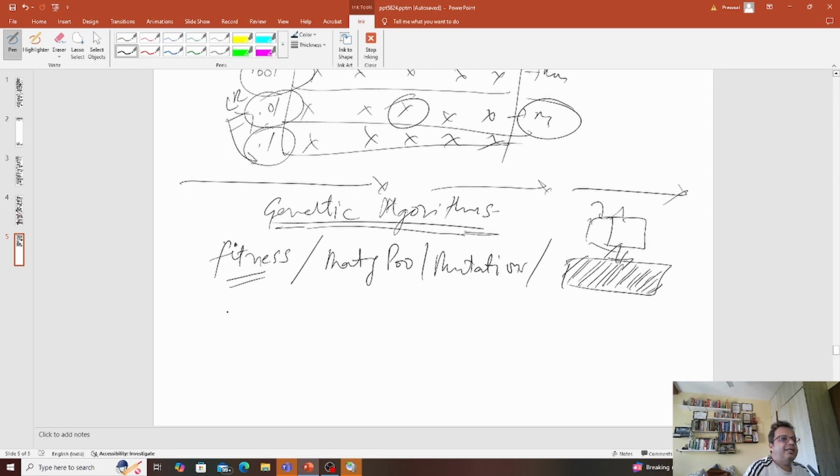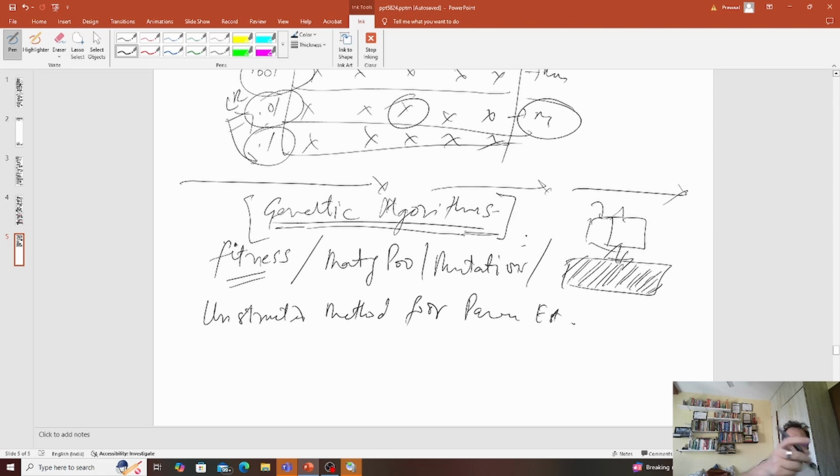It's just a casual reading, but this is more to do with an unstructured method to find parameters for parameter estimation. Okay, it's an unstructured method, and there is no need for gradient descent and those kinds of things, and this is genetic algorithms. So that brings us to the end of this chapter.